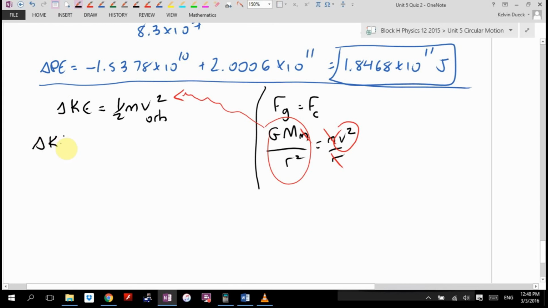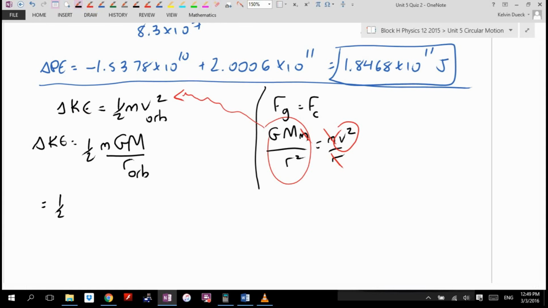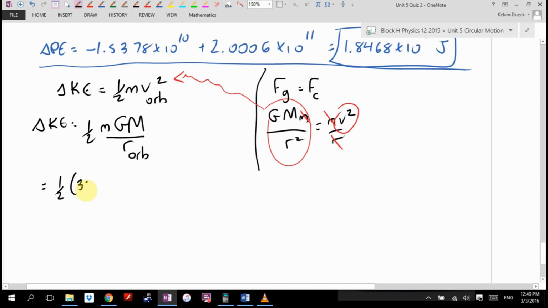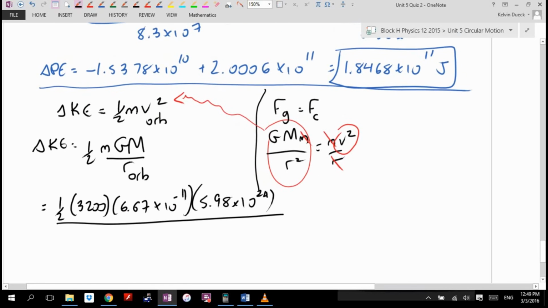The change in kinetic energy is going to be a half little m, big G, big M over r orb, which is going to be a half little m, Mr. Dewick was 3,200, 6.67 times 10 to the negative 11, 5.98 times 10 to the 24th, all over r orb, 8.3 times 10 to the 7th. Is that okay, Dale? Yep.